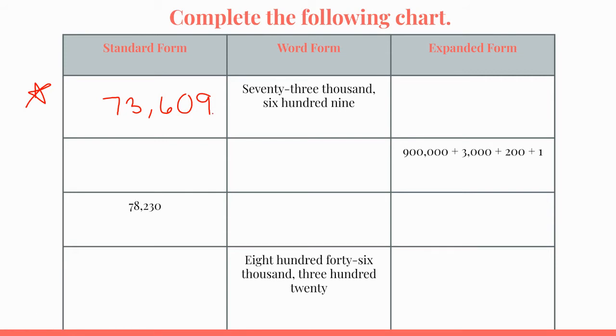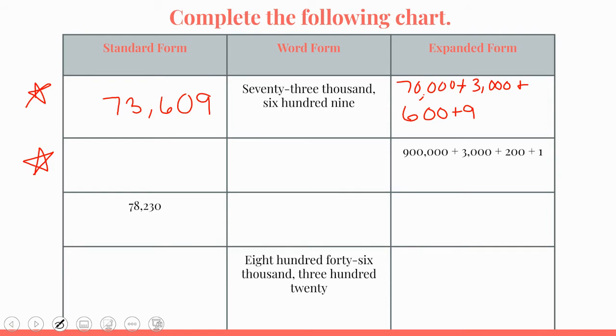They just look different. So now expanded form, we're putting each place value in its own, breaking each digit into its place value. So I have 70,000. Make sure you get your commas, plus 3,000, plus 600, plus 9. All right, go ahead and look at the second row. Make sure you click for your text boxes.